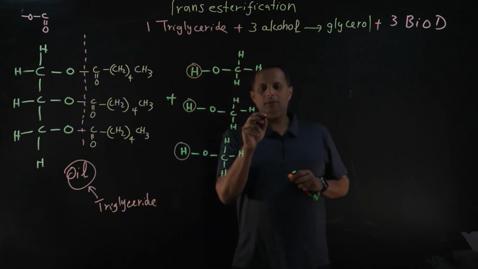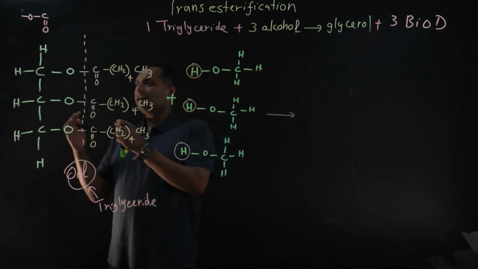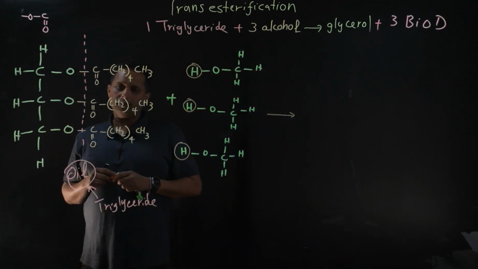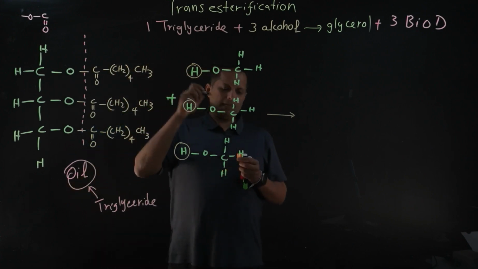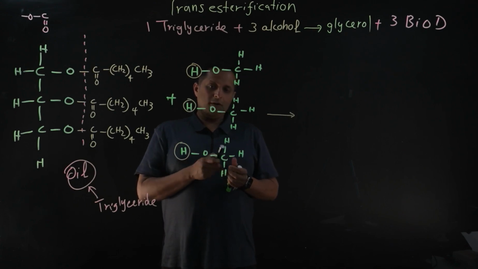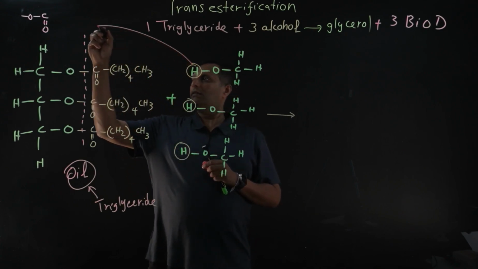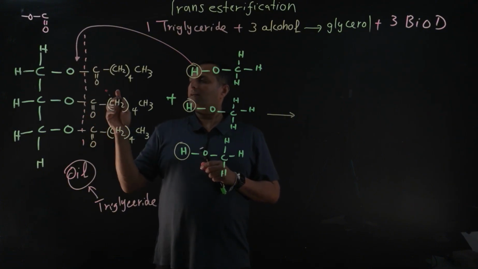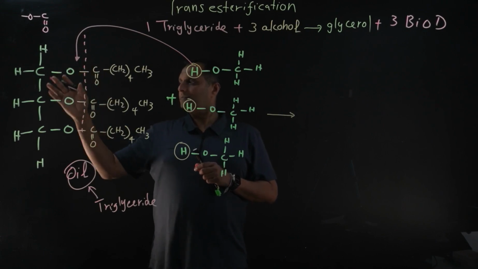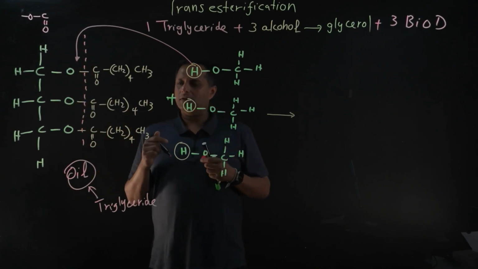Now, you know that we need to make the glycerol. In other words, we need to get the glycerol out of this triglyceride. How are we going to do that? So move this edge, move the hydroxyl edge towards the glycerol molecule, because we are trying to separate the glycerol out.